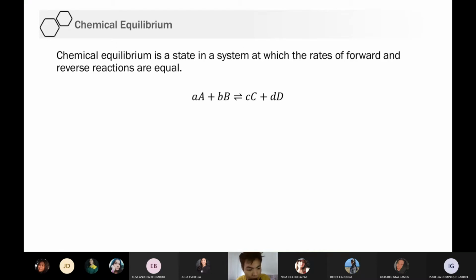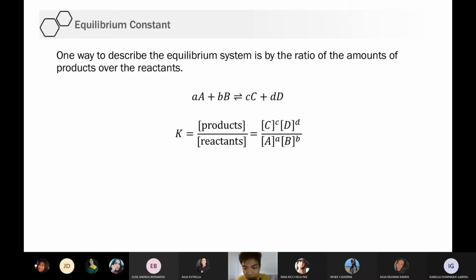And also, equilibrium systems are described by their equilibrium constant expressions, no? Or yung K natin. So K is equal to the concentration of products over the concentration of reactants, no? Okay. So in ano, ang way ng pag-write ng ating equilibrium constant is products over reactants, no?